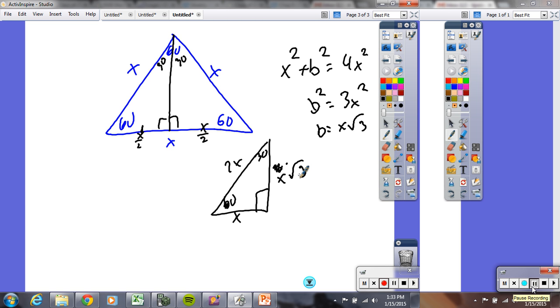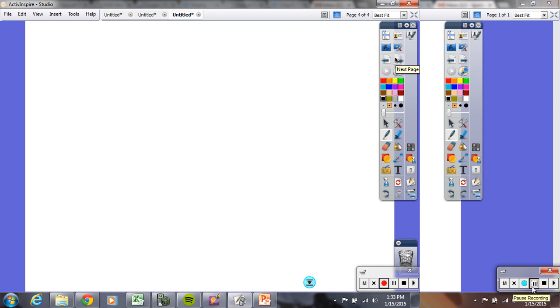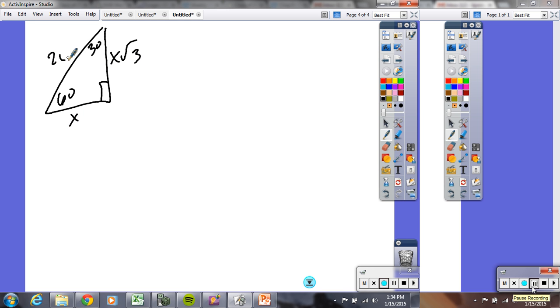So now we're going to play around with this. Knowing that we have a 30, 60, 90, this guy was x root 3. This guy was x. This guy is 2x. If I gave you this, find the rest of the triangle.